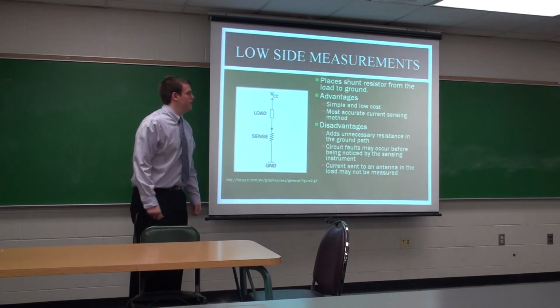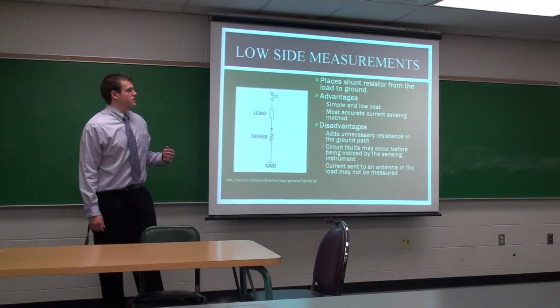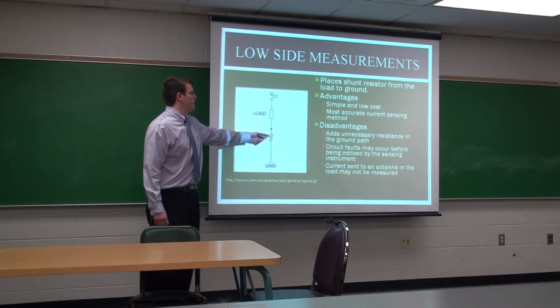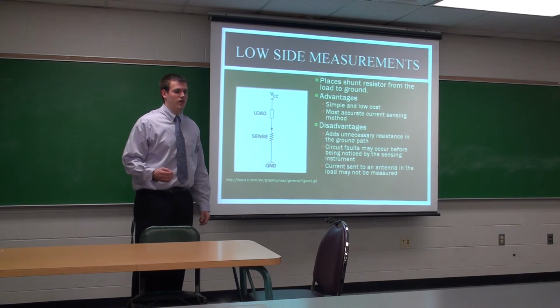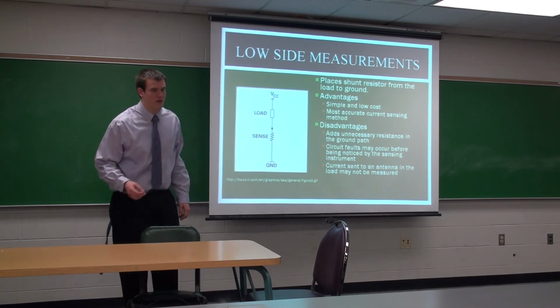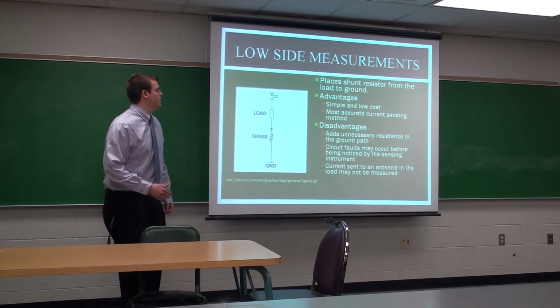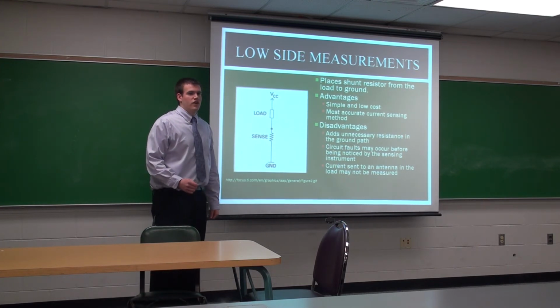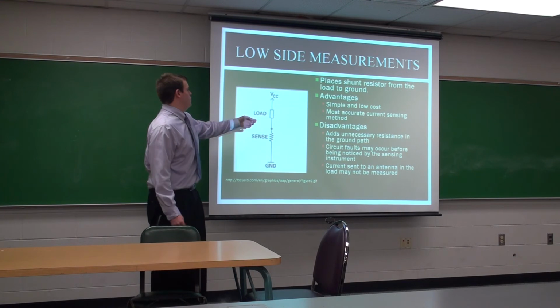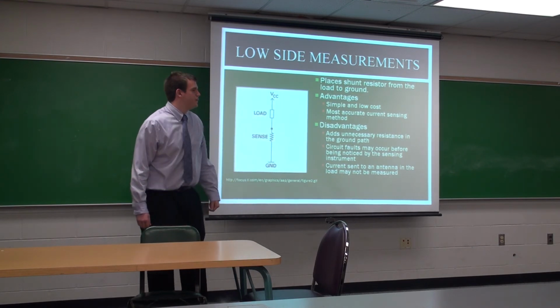This is low side measurements. The sense resistor here is placed between the load and ground. The advantage of this is that it's simple and low cost. You can easily just use an op amp. You don't have to worry about resistor matching or anything. It's also the most accurate mode of current sensing, since you know exactly what is going through the load.